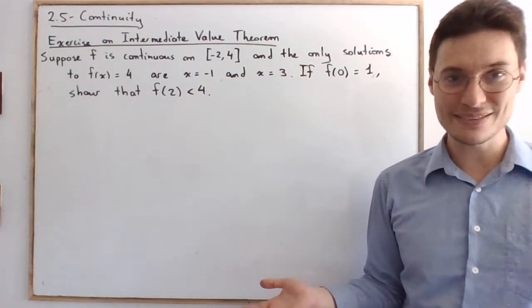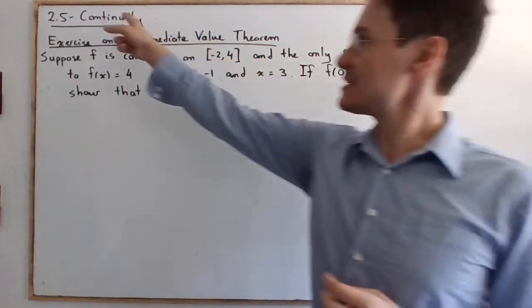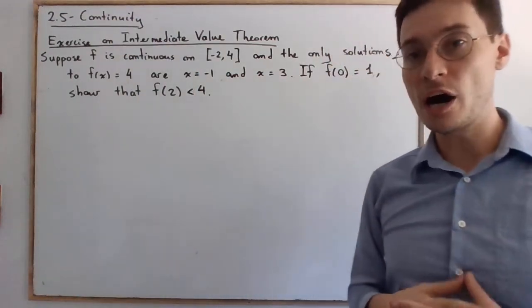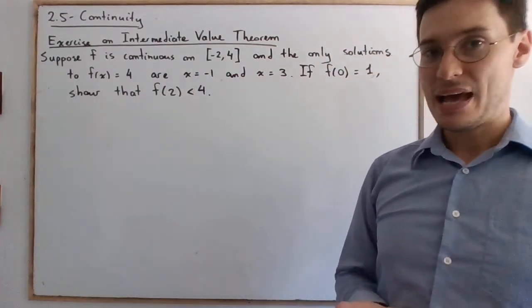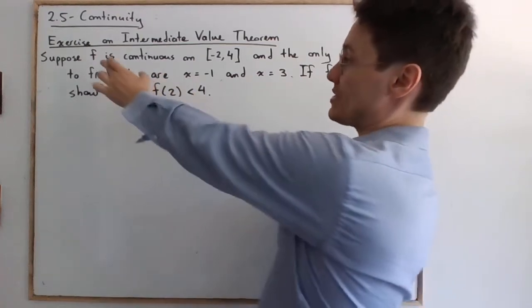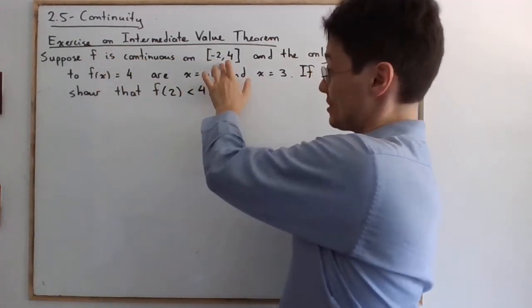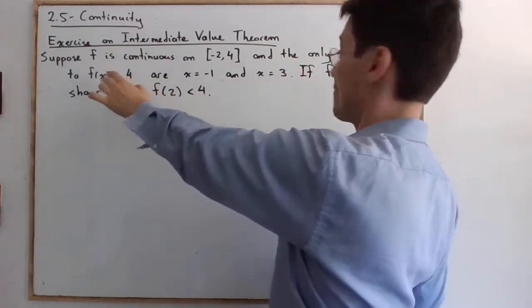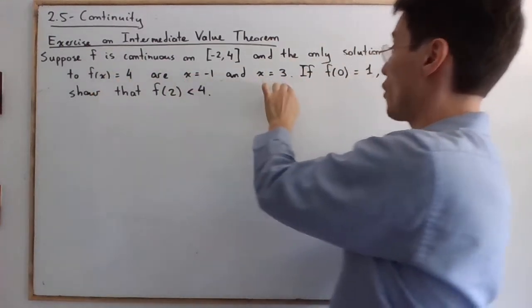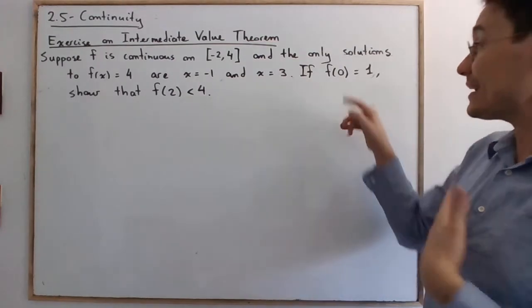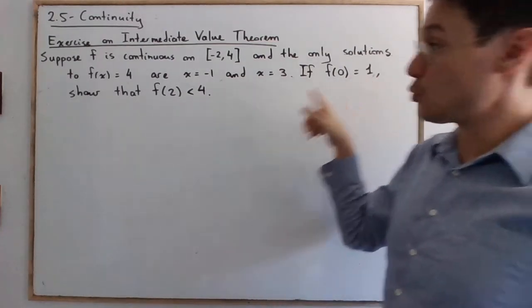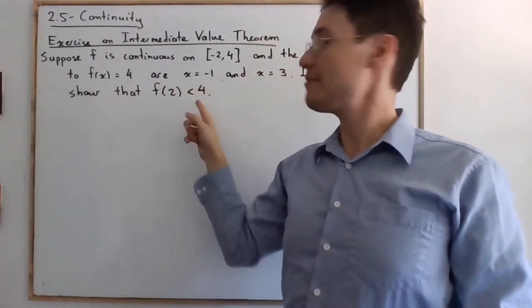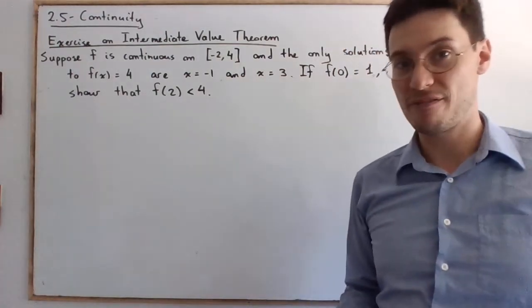Hi Calculus 1 students. So this is the last problem of the section on continuity. And let's read the question. If f is continuous on the interval from -2 to 4, and the only solutions to f of x equals 4 are -1 and 3, then if f of 0 is equal to 1, we would like to show that f of 2 has to be smaller than 4.